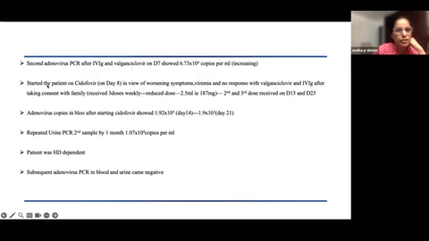So with that, the patient was started on cidofovir on day 8 in view of worsening symptoms, viremia, and no response with valganciclovir and IVIG. After taking consent from the family regarding nephrotoxicity, he received 3 weekly doses. A reduced dose was given, only 187 mg, that is around 2.5 ml, which he received on day 8, day 15, and day 23.